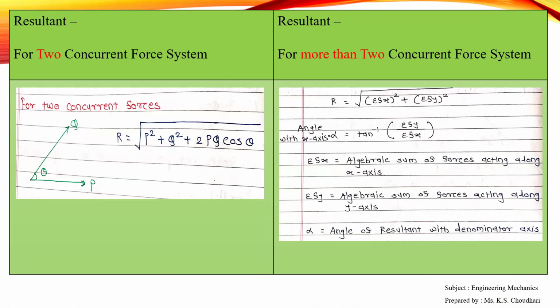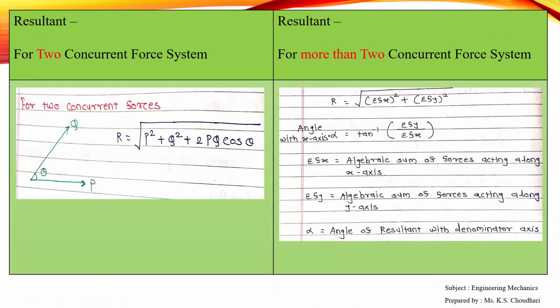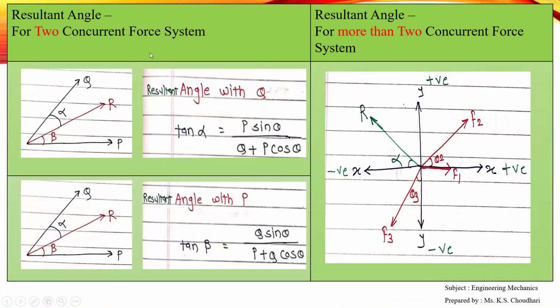Okay. Now, how to find out the resultant? There are two columns. Observe it carefully. Listen carefully. Now, the resultant formula for a two concurrent force system. There are formulas like this. I will explain them one by one. So, observe the diagram and listen carefully to what I am saying. First, I will explain the resultant for a two concurrent force system only.